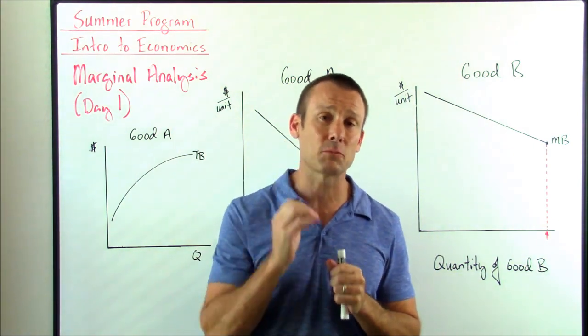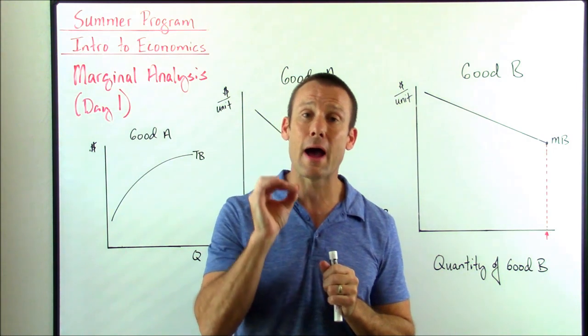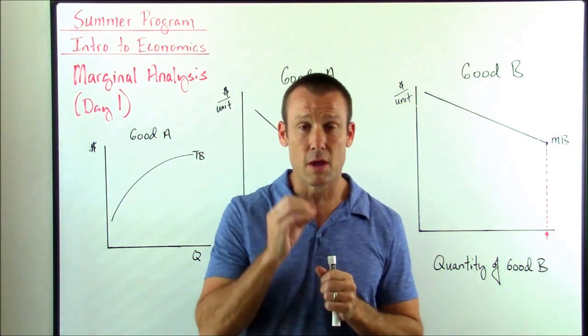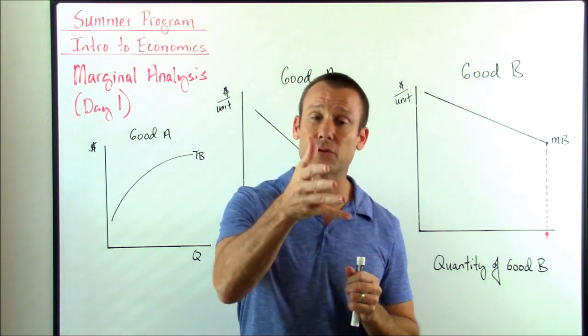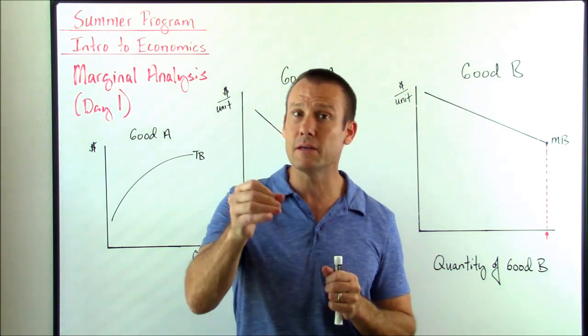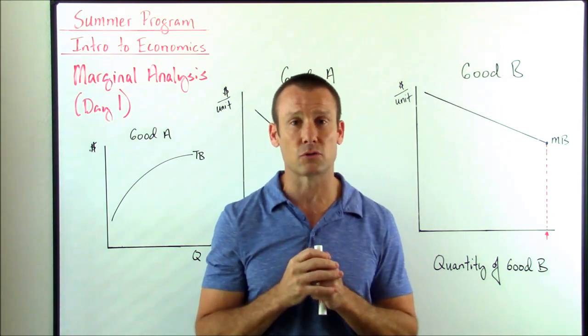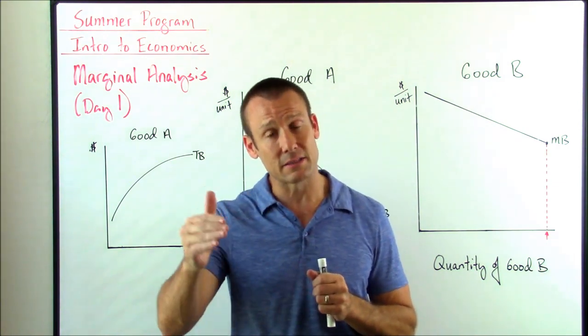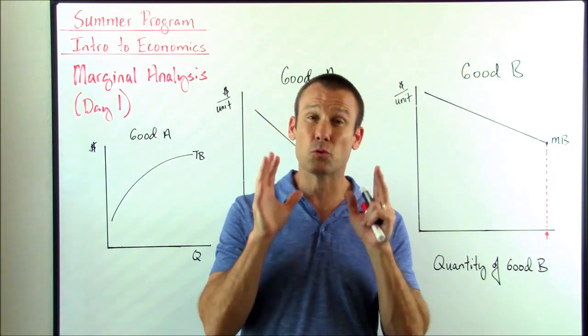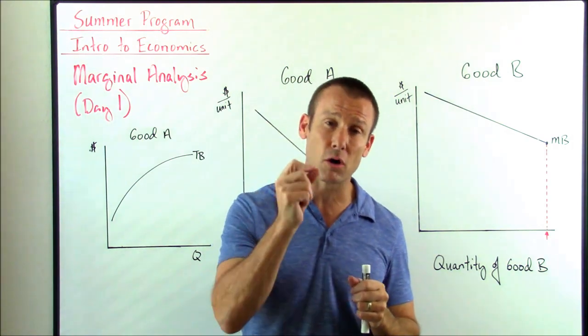You see, to make an optimal decision, we need to know how much of something to do. How many goods should we produce? How many workers should we hire? How many bites of food should you have at dinner? How many kids should you have? Or here's one that hits close to home. How many classes should you take in the fall? How many classes should you take in the spring? To make those decisions, we need to do marginal analysis.